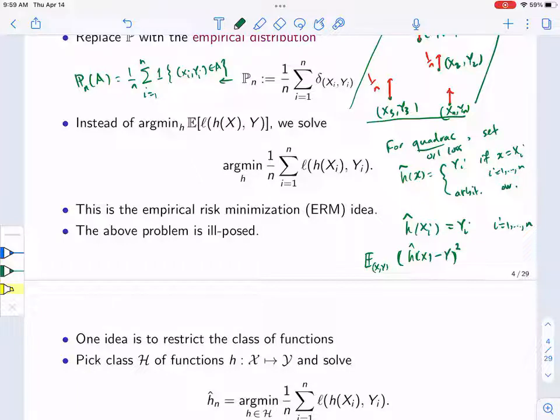Anyone see why that would be big? Let's say x is continuous, like a multivariate Gaussian. What would happen here? So let's say I define h of x to be yi here, and 0 elsewhere. So the way I'm going to do it is just here I'm going to define it to be yi. The rest is 0. What would this be?